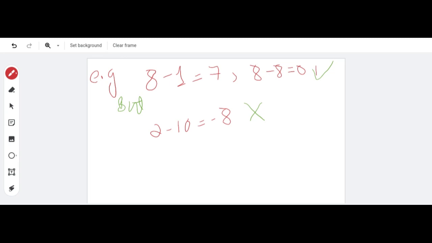If the first number is smaller and the second one is bigger, the answer is minus 8. Minus 8 is not a whole number. That is a negative integer. In whole numbers, we only count the non-negative numbers. Okay?